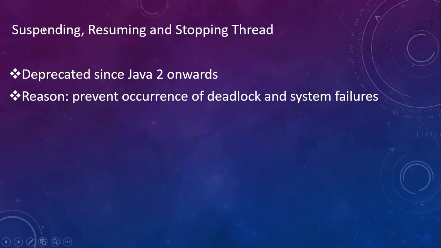Now, notice that when you abruptly stop some thread, or when you abruptly suspend a certain thread, there is a possibility that a special condition called deadlock can occur, which can ultimately result in system failure. So these methods, although they were there in Java, from Java version 2 onwards, they have been removed just to prevent the occurrence of deadlock and system failures. So we shall not be discussing these methods.